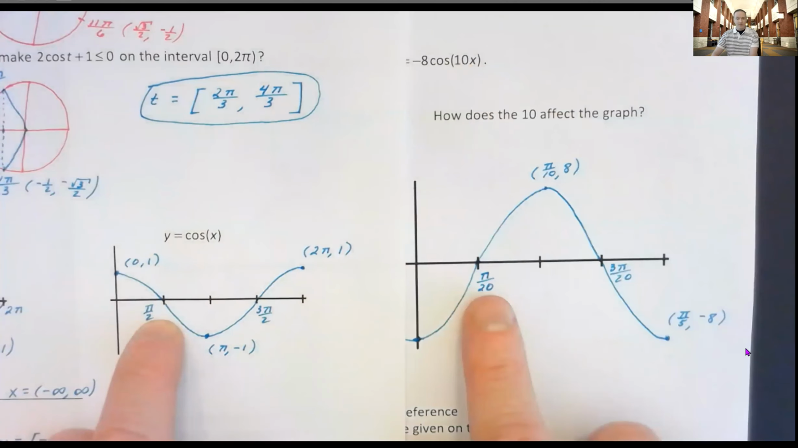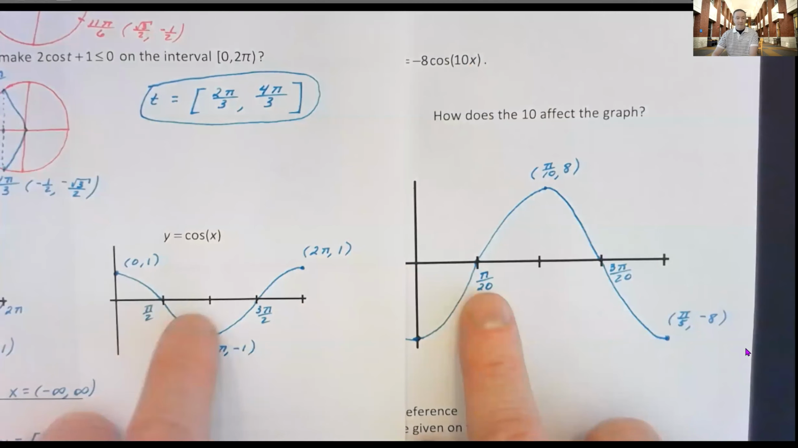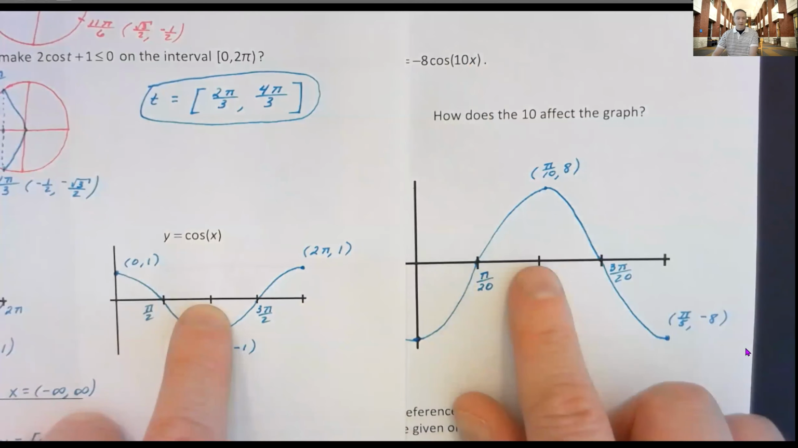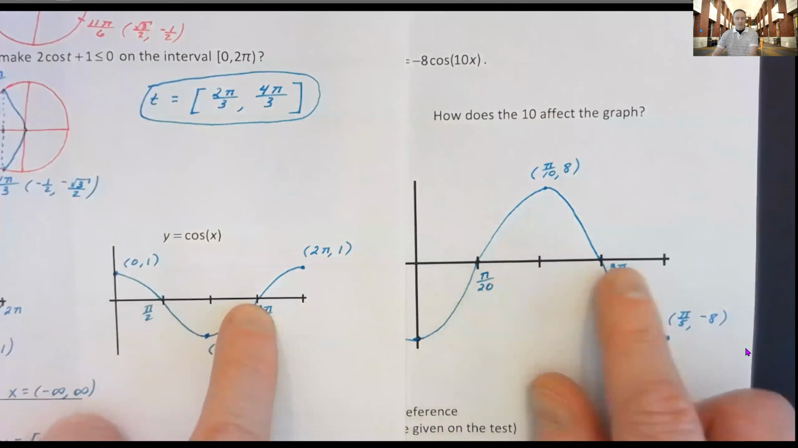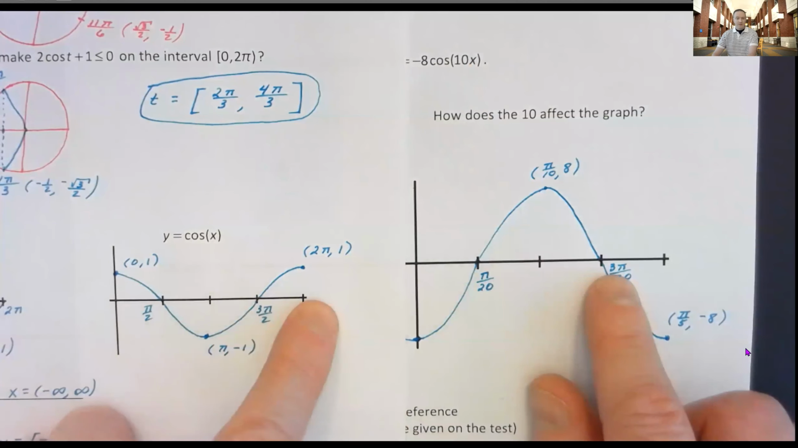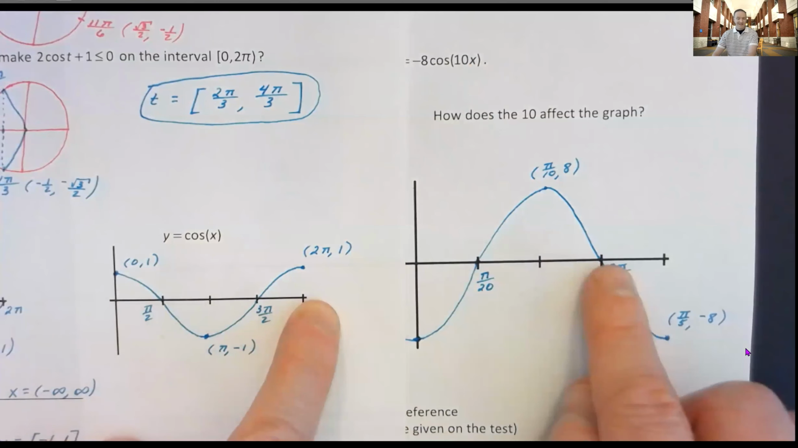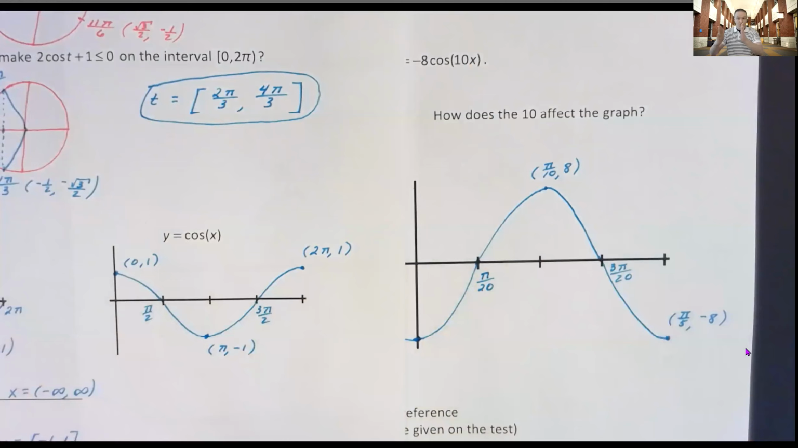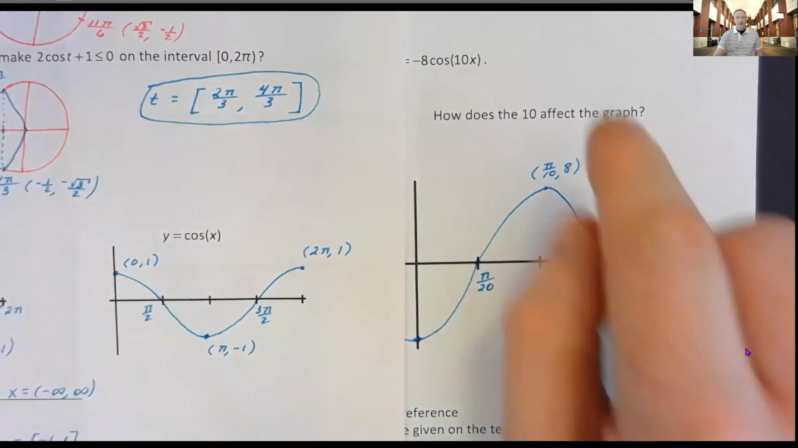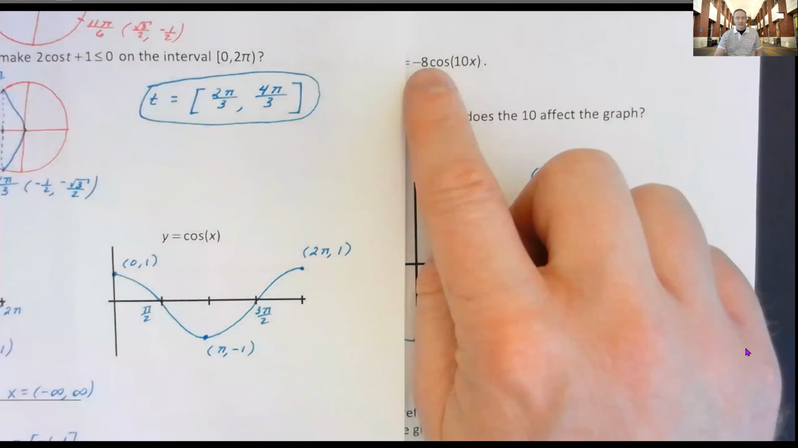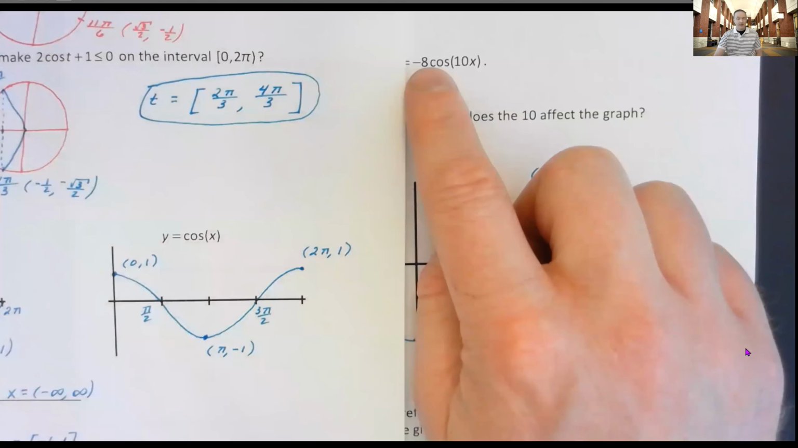So please notice, that's the first thing I did. Pi over 2 becomes pi over 20. Pi becomes pi over 10. 3 pi over 2 becomes 3 pi over 20. 2 pi becomes 2 pi over 10, which I wrote as pi over 5. So that's the first thing I did, is I said I'm going to horizontally shrink it by a factor of 10.